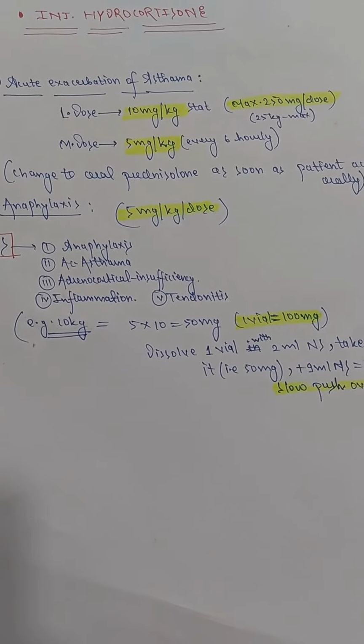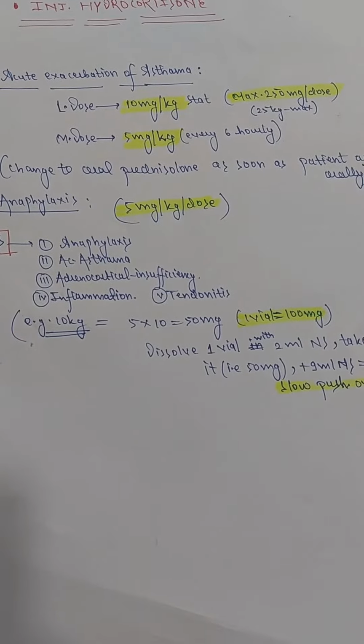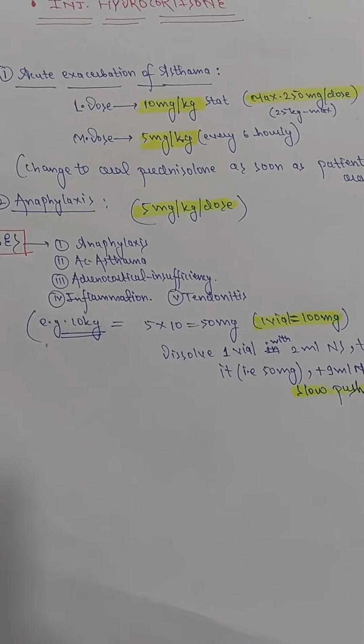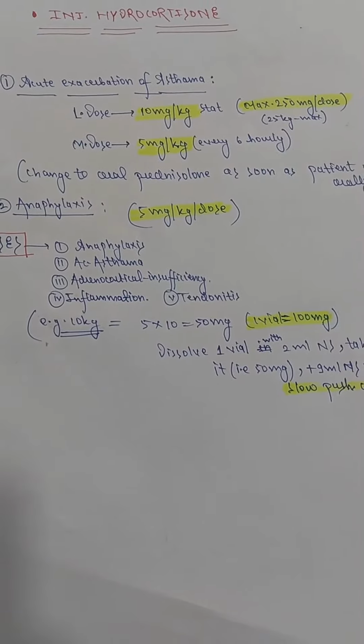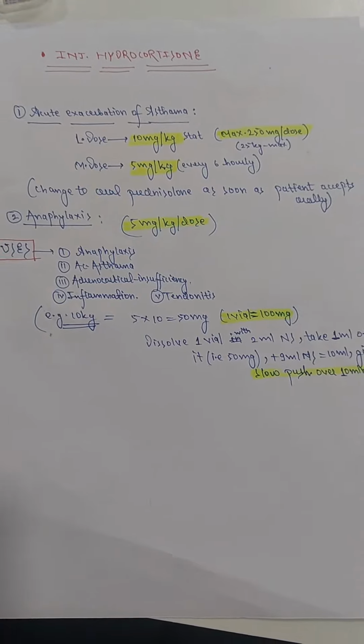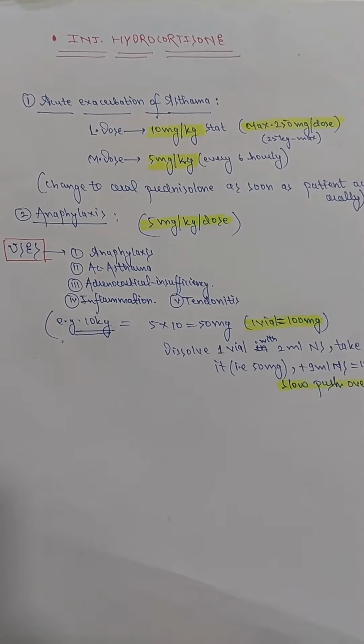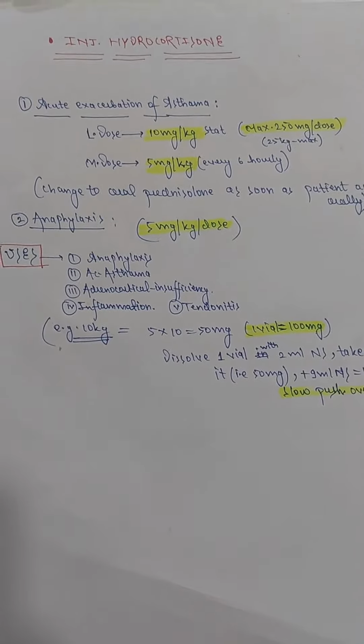That means the maximum dose we can give, for a 25 kg child, is 250 mg per dose, and the maintenance dose after the loading dose is 5 mg per kg every 6 hourly. And we have to change to oral prednisolone as soon as the patient accepts orally. Prednisolone is available in oral form, so we should change to prednisolone as early as possible.